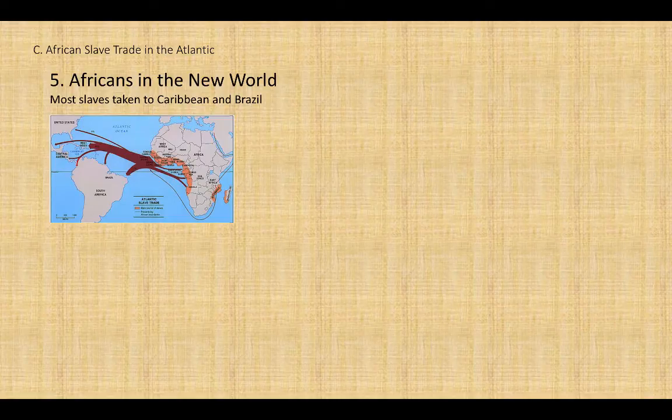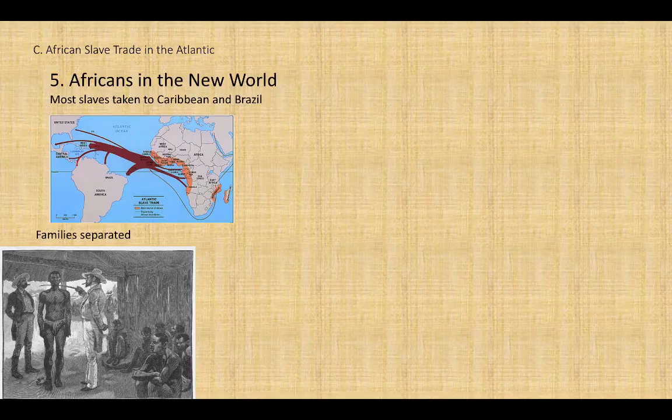So let's talk about Africans. Once they've crossed the Atlantic Ocean, they've left Africa. What is the African experience in the New World? So we can see in this map, and as we also talked about in a previous slideshow, most Africans are going to be taken to the Caribbean and also Brazil to grow sugar. Very few are going to go to the mainland of North America.